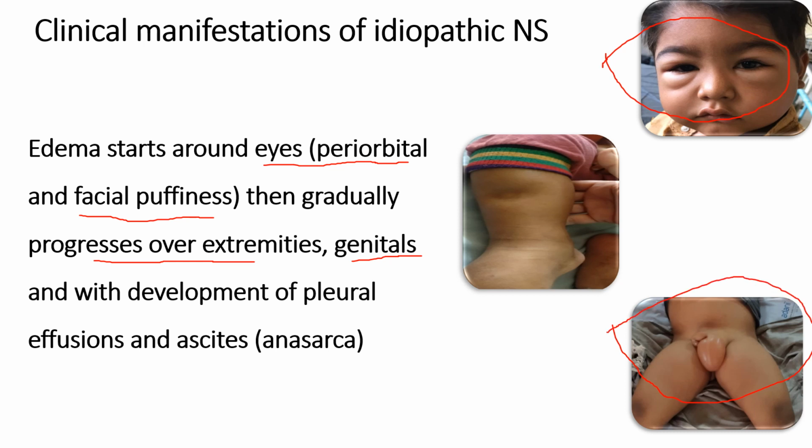In other conditions in which the child has swelling of the whole body, for example if the child is suffering from a cardiac disorder or liver disorder, this genital swelling will not be there. So if the child is having swelling of the genital area, then you should suspect nephrotic syndrome. This is not seen in the other differential causes of swelling. And if not treated at that time, the child can develop pleural effusion and ascites also. So generalized anasarca can develop.